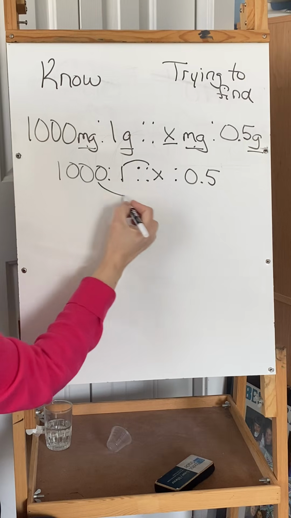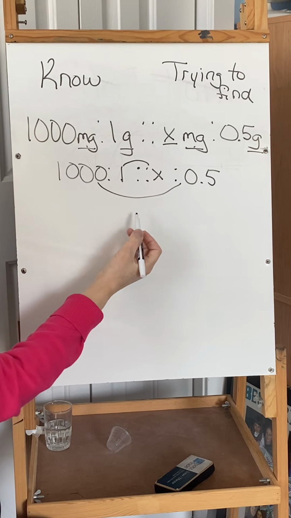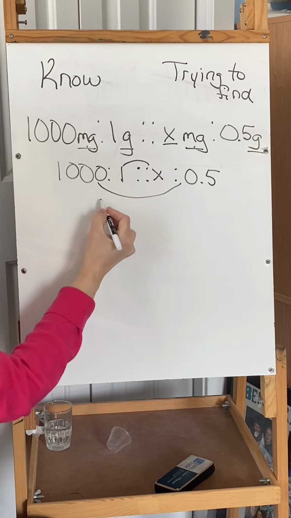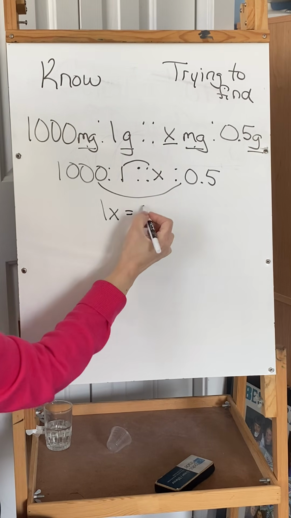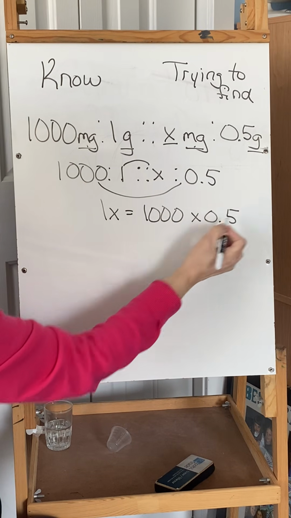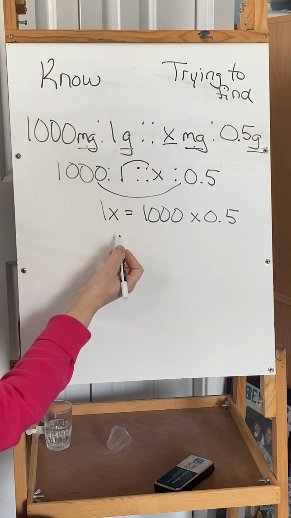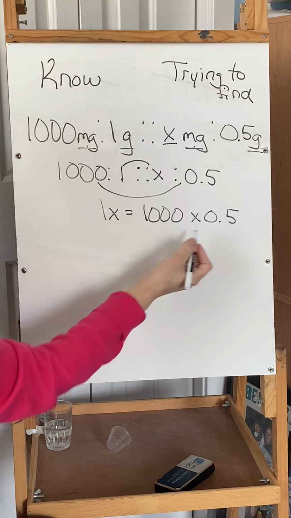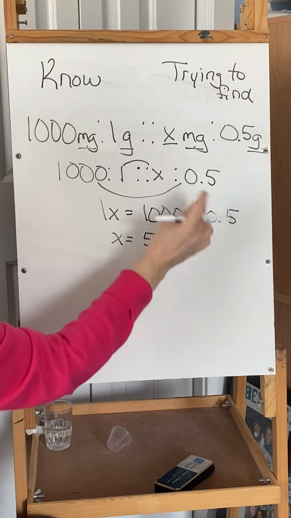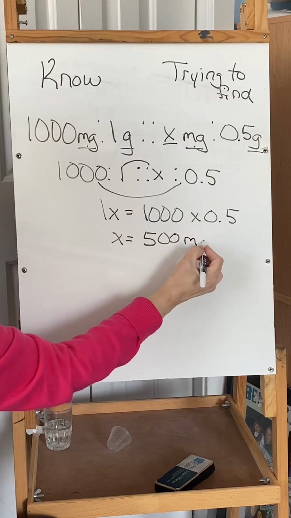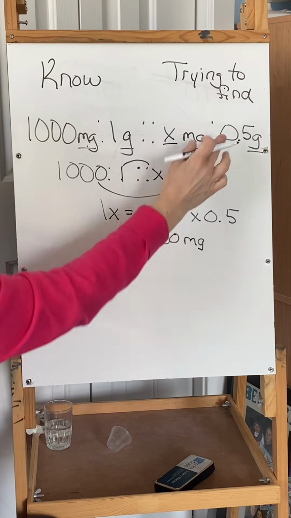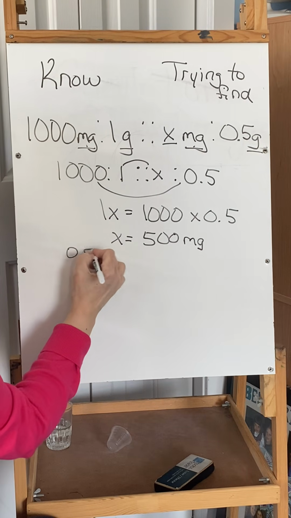Multiply the means, multiply the extremes. You're going to make sure they're the same. The X always stays on the left, so 1X is equal to 1,000 times 0.5. This is already X. If you multiply 1,000 times 0.5, you are going to get 500. You're looking for milligrams, label it milligrams. So now we know that 500 milligrams is the same as 0.5 grams.